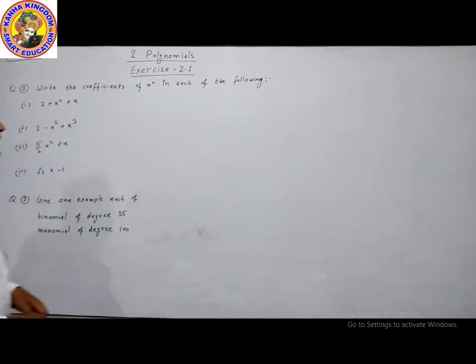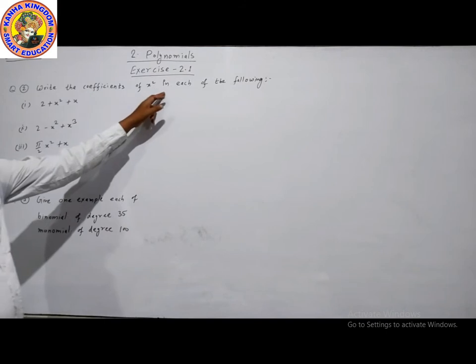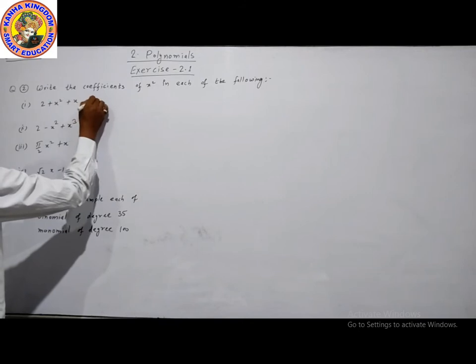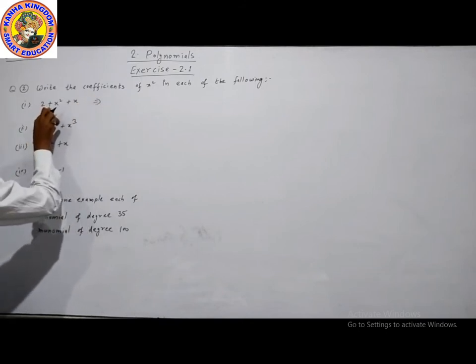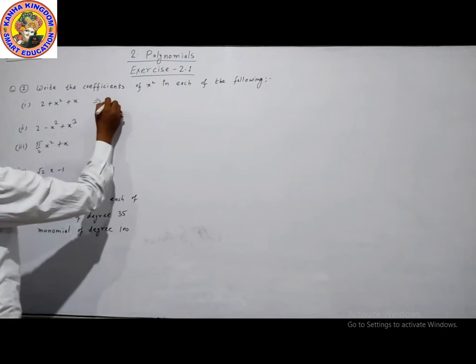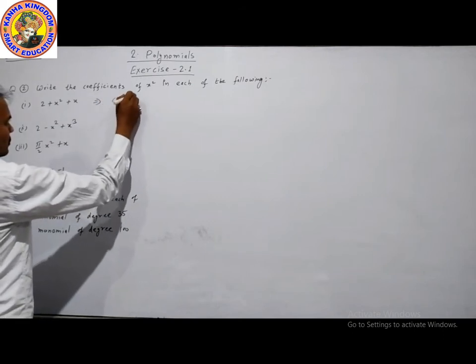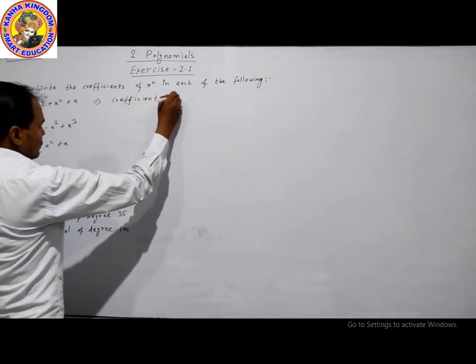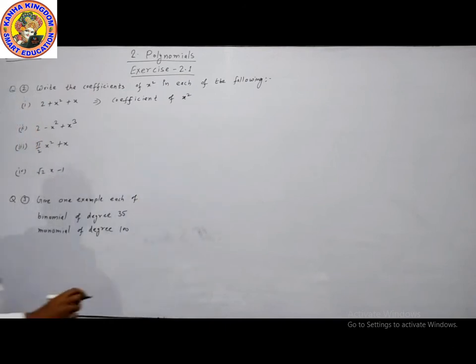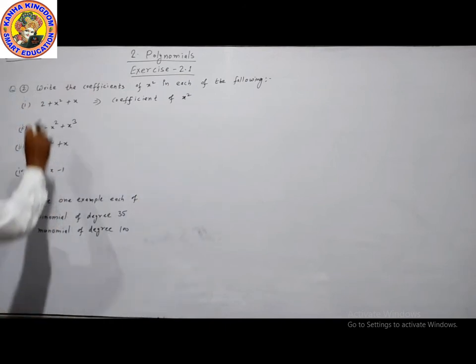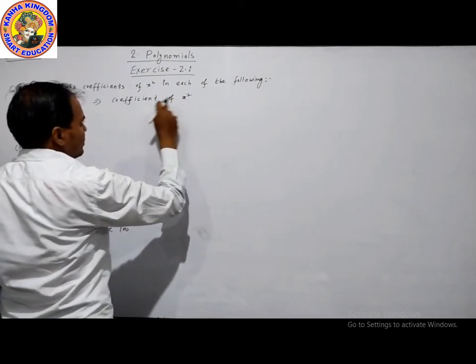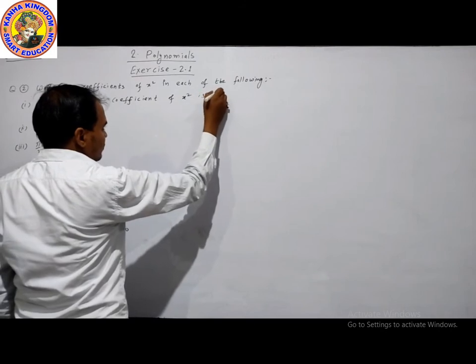So students, our next question is question number 2. Write the coefficient of x square in each of the following. First, 2 plus x square plus x. Coefficient of x square means multiplier of x square. Multiplier of x square not written means 1. Coefficient of x square is 1.